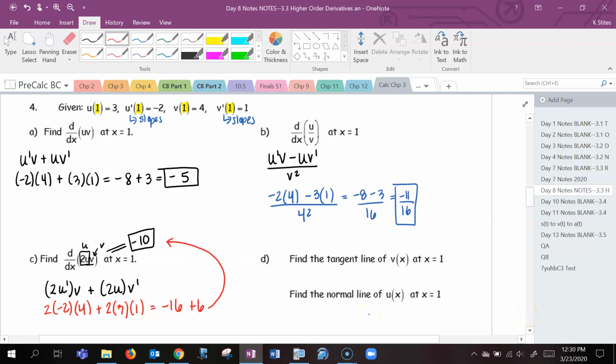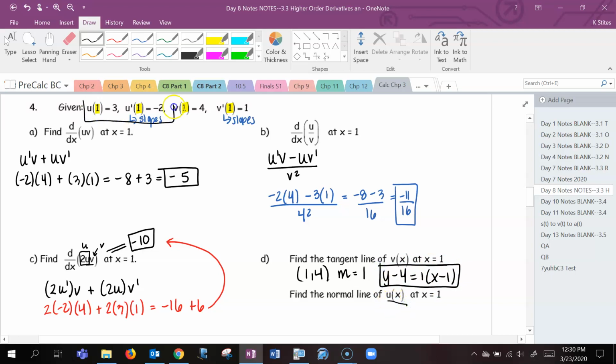Tangent and normal lines. You thought you were done with them, but you're not. Tangent line of v of x at x equals 1. Well, v of x, what we need is a slope and a point. At x equals 1, the point of v of x is 1, 4. And the slope is what v prime would be, which is just 1. So now we'll just write our tangent line. And that's it.